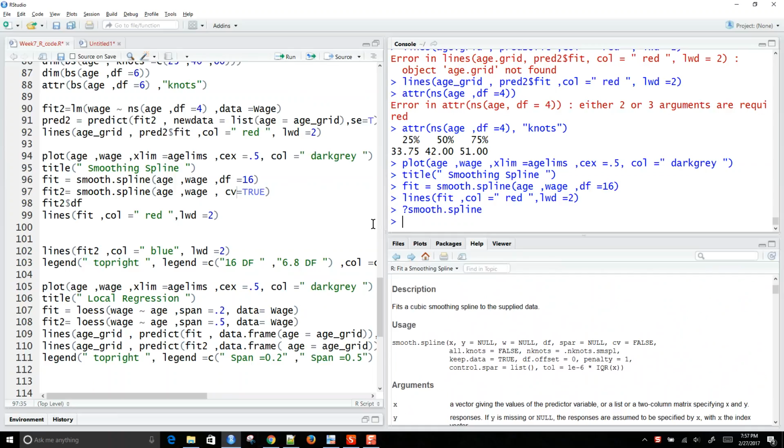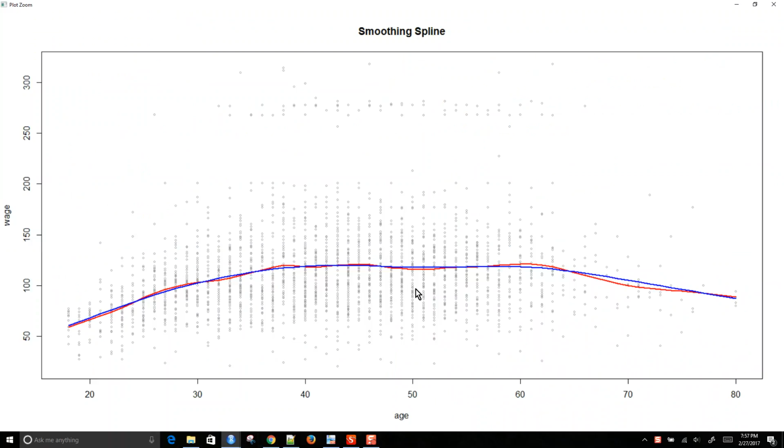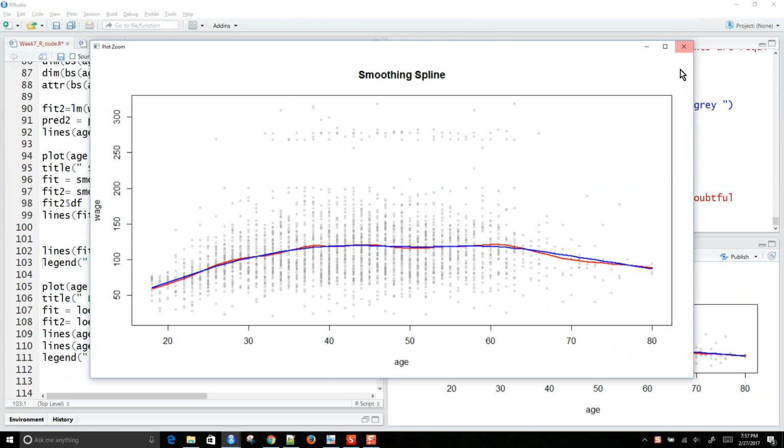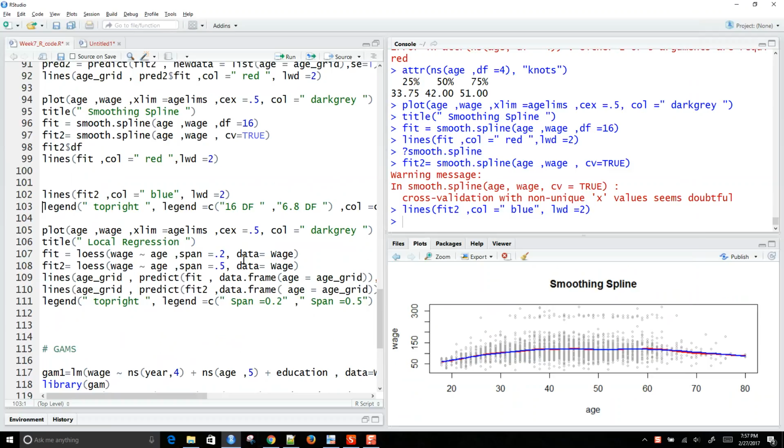Okay. All right, and then the last one is local regression. Okay, and local regression here we just use lowess. With lowess you get to choose how big of a window you want. Usually a bigger window will take in more data on the side, so you get a smoother thing. A smaller window, you're going to get a little bit more wiggle.